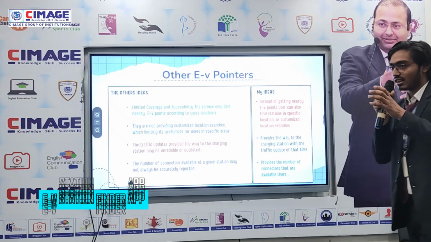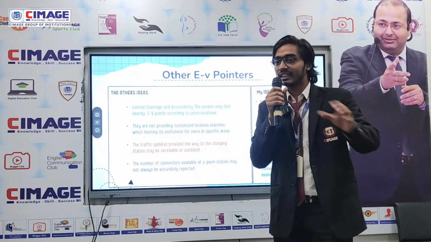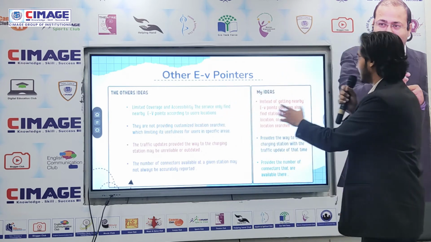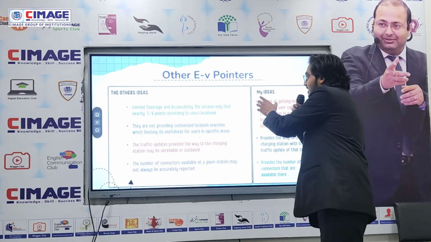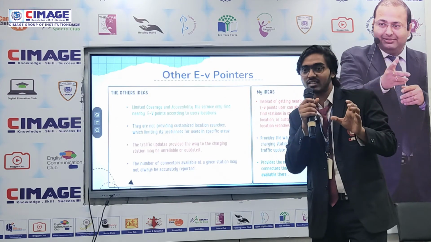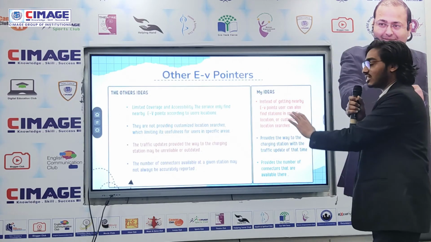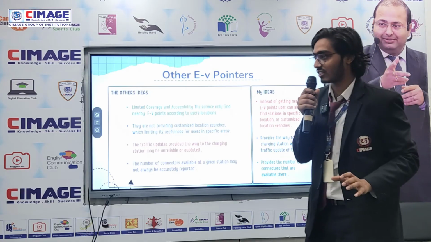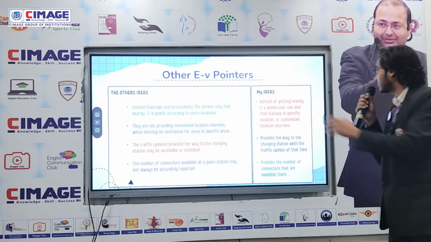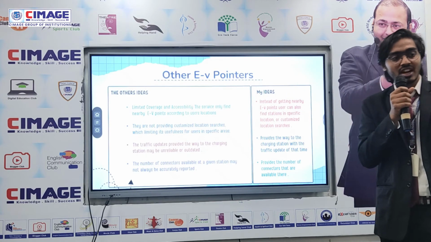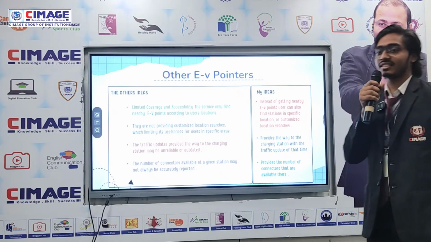There are some ideas that the other EV tools available nowadays have, and I am focusing on ideas that they are not focusing on. They are providing limited charger coverage and accessibility, meaning they just provide charging stations near the user's location. They are not providing customized location searches, so I implemented this. Instead of only getting nearby EV points, users can also find EV charging stations as per their specified location. Then, the traffic updates they are providing.